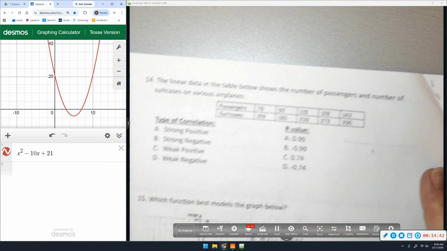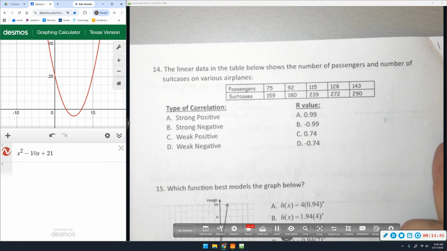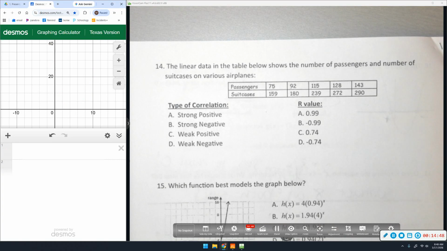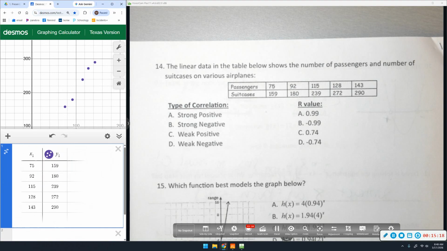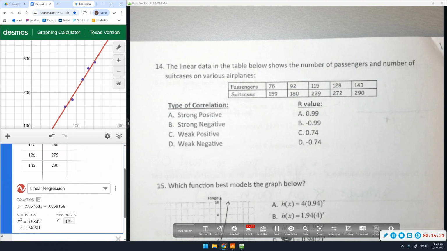Number 14, the linear data. It tells me it's linear. And it's asking about R and correlation, so I'm going to have to use the plus sign table. So I'm going to type in all my points. Make sure your points are correct. You can zoom in on them. And we're going to click our fancy button, and it is linear already.